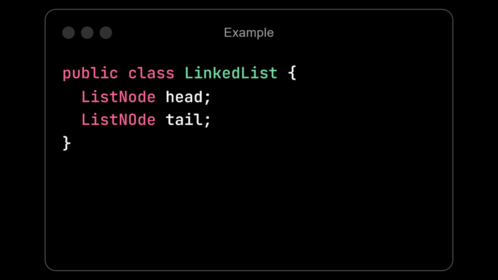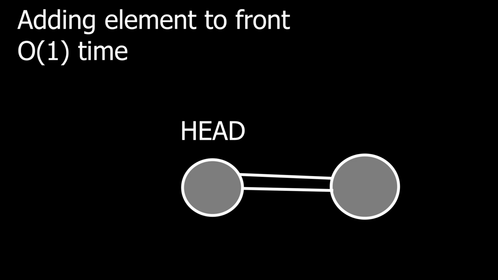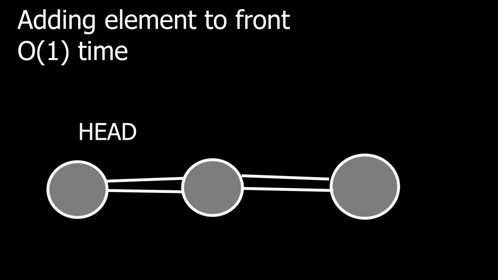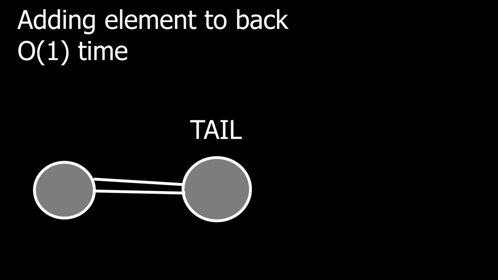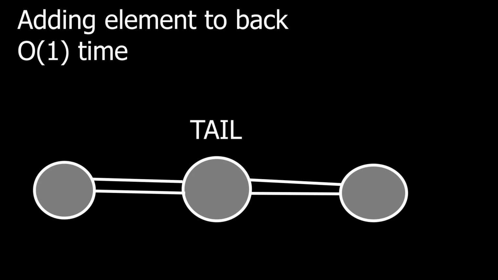Let's go over the time complexities of various operations in a doubly linked list with a head reference and a tail reference. To add an element to the front, it's O(1) constant time. You create a new node, update the links between that node and the head, and shift the head 1 to the left. To add an element to the back, it's also O(1) constant time. You create a new node, update the links between that node and the tail, and shift the tail 1 to the right.